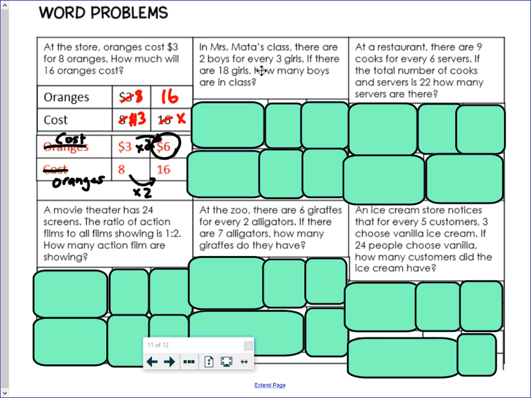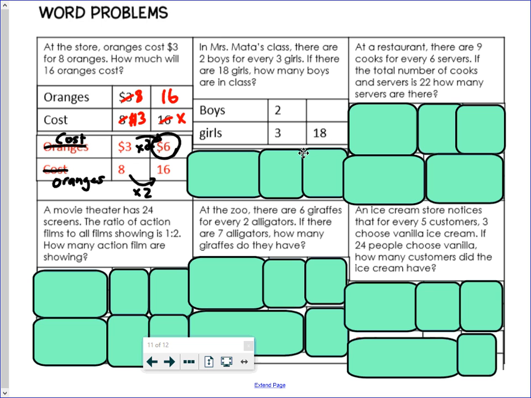In Mrs. Mata's class, there are 2 boys for every 3 girls. If there are 18 girls, how many boys are in class? So our units here are going to be boys and girls. We're going to write down our given here, and our ratio is 2 boys to 3 girls. So remember when we learned ratios yesterday, this is where it comes and helps us. They give us 18 girls.